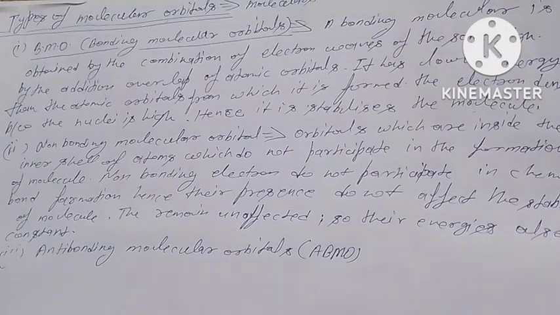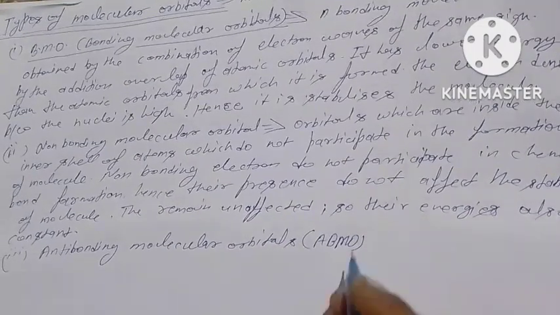It is formed by the combination of electron waves of opposite sign, hence it is formed by the subtraction overlap of atomic orbitals. It has higher energy than the atomic orbitals from which it is formed. The electron density between the nuclei is very low. Hence repulsion occurs between the nuclei of atoms, so it destabilizes the molecule. The bonding molecular orbital has the bond forming tendency, while the antibonding molecular orbital has bond breaking tendency.